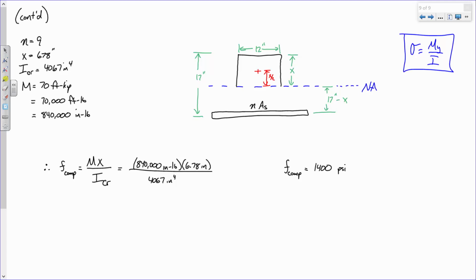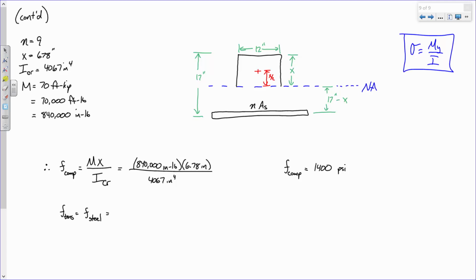What about the tensile stress? Well, remember, all the concrete in tension is gone, right? There's no concrete below the neutral axis. I mean, it's physically there, but it's cracked. So the concrete isn't doing any good. So the tensile stress in the beam is really just the stress in the steel. The tensile stress in the concrete is 0.